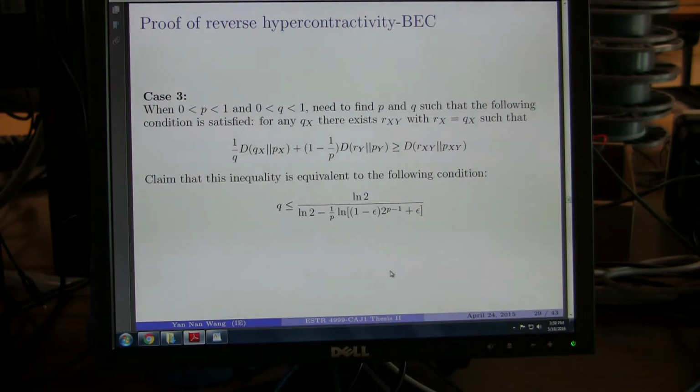Then for case 3, when P and Q are both between 0 and 1, we want to find P, Q such that the following condition is satisfied. We claim that this inequality is equivalent to the following condition, this upper bound for Q.